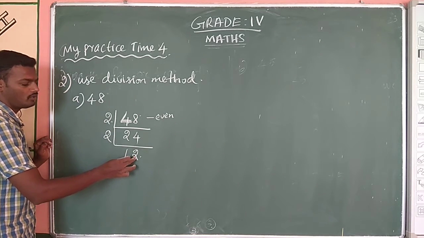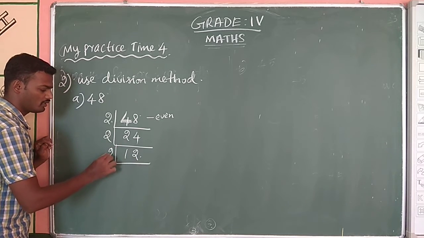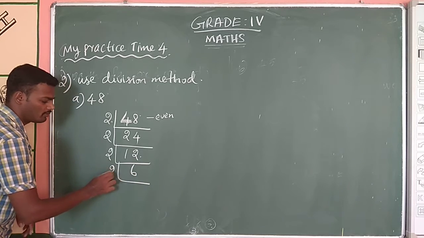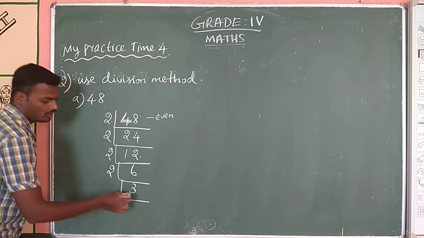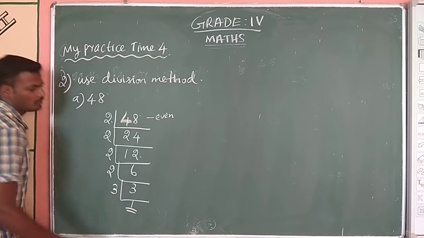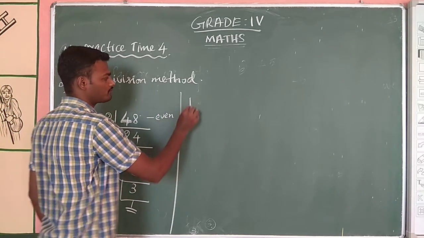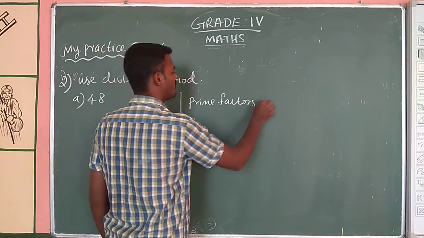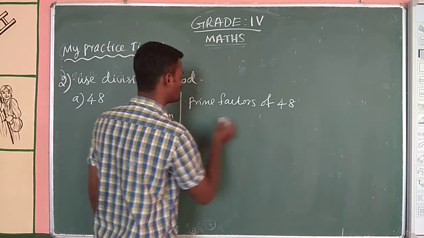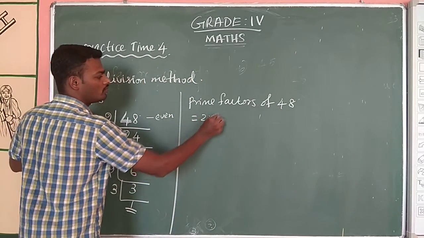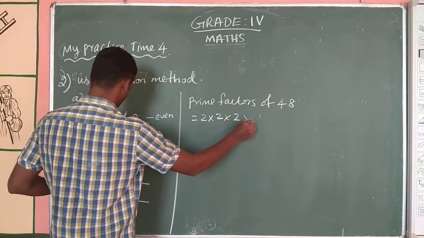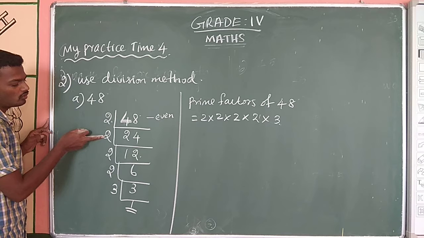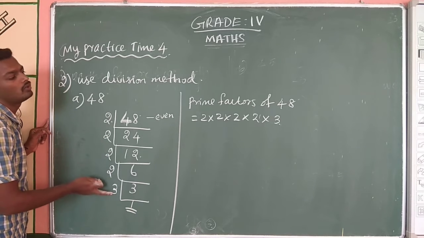Next, 12 is also an even number, so 12 comes in the second table 6 times. 6 is also an even number and comes in the second table 3 times. Last, 3 comes in the third table 1 time. So prime factors of 48 is equal to 2 into 2 into 2 into 2 into 3. So four times 2, and 3.